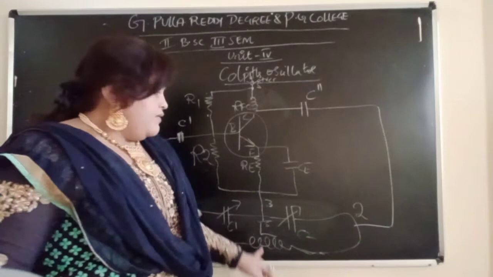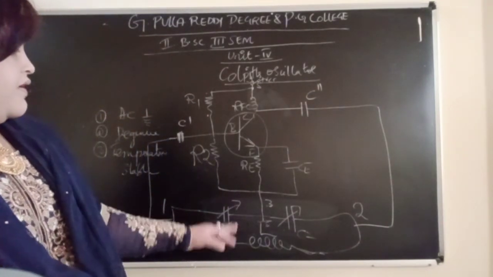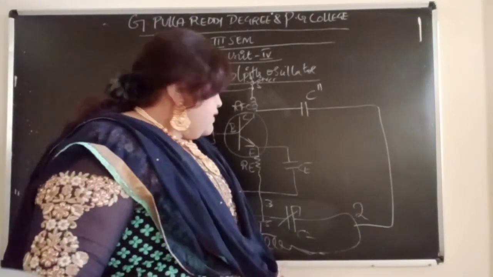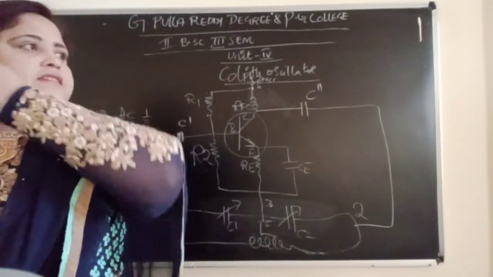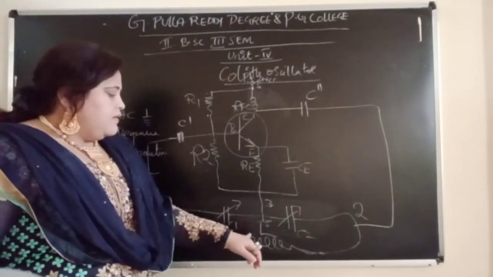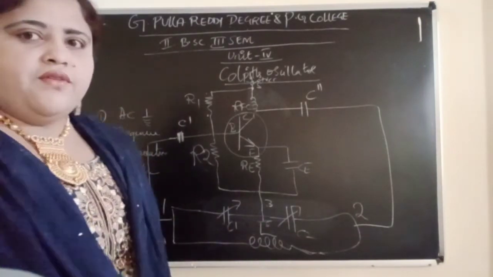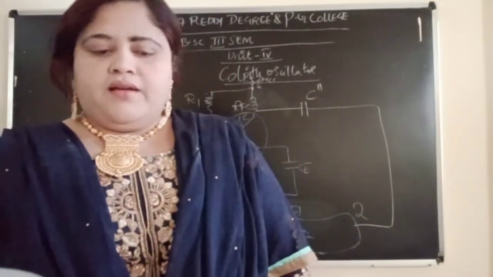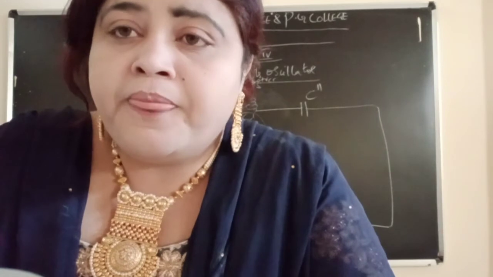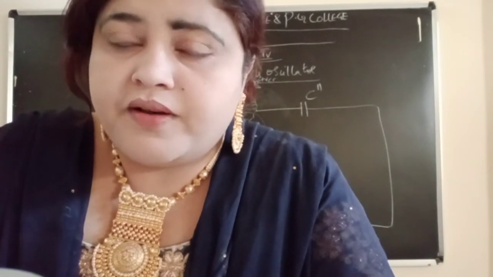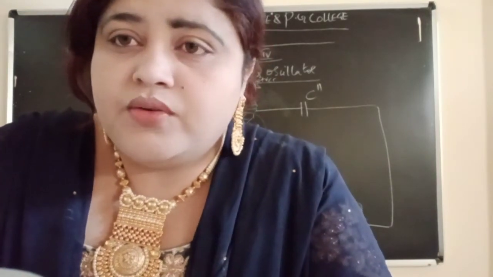Then we went for the feedback network. This feedback network consists of two capacitors C1, C2 and inductor L. This feedback network will provide only 180 degree of phase shift. Remember this. So this is your circuit description.